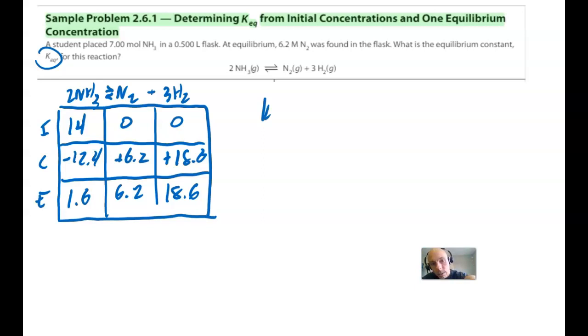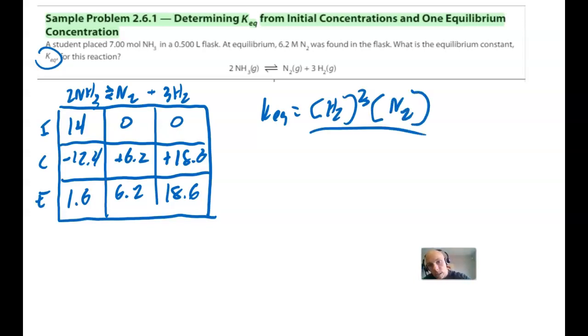Next thing I do is write the general form of my Keq expression, ideally first without plugging in values. Keq will equal the products, H2 raised to their coefficients, 3 for H2 times N2 raised to nothing, over the reactant or reactants, in this case NH3 raised to its coefficient 2.